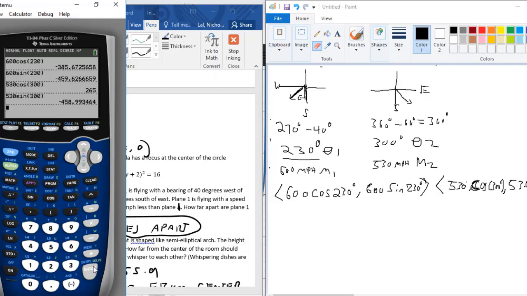Alright, so this is going to give us our horizontal and vertical components. So after 1 hour, plane A is actually going to be in the position negative 385.7, comma, negative 459.6. I'm going to just round it to one decimal. And plane B will be in the position 265, negative 459.